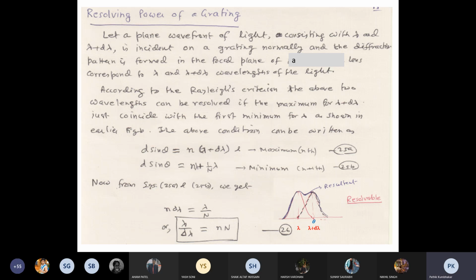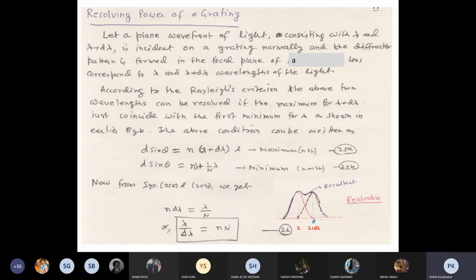So this we have already discussed. If the maximum for lambda plus d lambda just coincides with the first minimum for lambda, then at the same position there should be the first minimum for lambda, where the nth order principal maximum has been formed for lambda plus d lambda. So the condition for the nth order principal maximum for lambda plus d lambda is d sin theta equals n into lambda plus d lambda, isn't it?